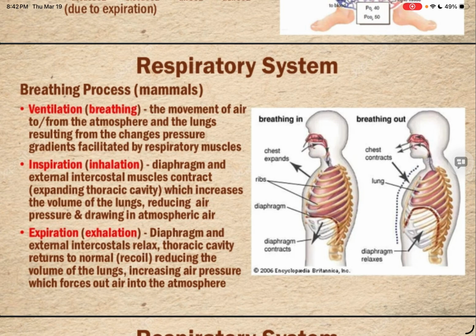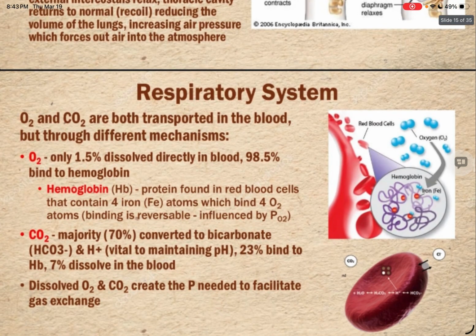Inspiration, or inhalation, is where the diaphragm and external intercostal muscles contract, which expands the thoracic cavity, increasing the volume of the lungs, reducing the air pressure, and drawing in atmospheric air. Expiration, or exhalation, is where the diaphragm and external intercostals relax, the thoracic cavity returns to normal, or recoils, reducing the volume of the lungs, increasing air pressure, which then forces air out of the atmosphere. Take a look at the photo on the right.